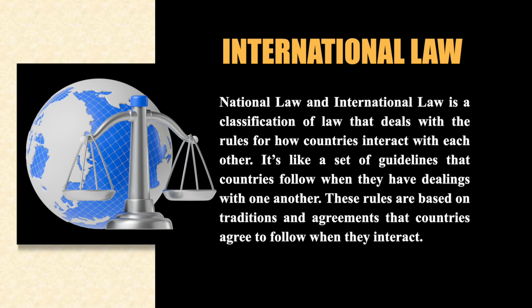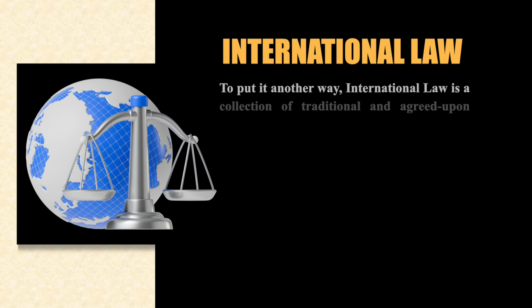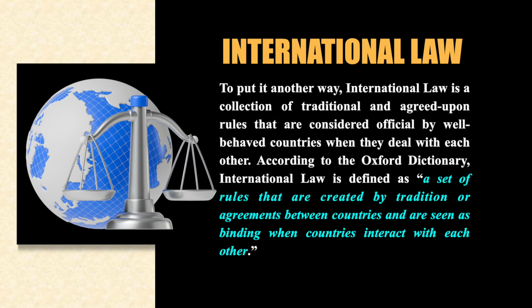These rules are based on traditions and agreements that countries agree to follow when they interact. To put it another way, international law is a collection of traditional and agreed upon rules that are considered official by well behaved countries when they deal with each other. According to the Oxford Dictionary, international law is defined as a set of rules created by tradition or agreement between countries and seen as binding when countries interact with each other. This type of law mostly comes from agreements and treaties between well behaved countries.